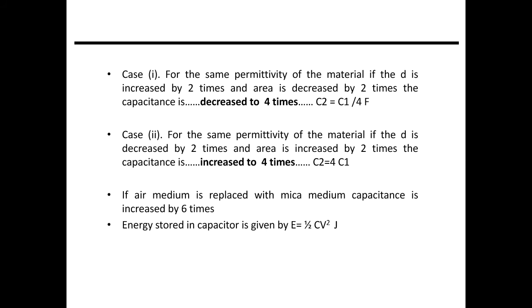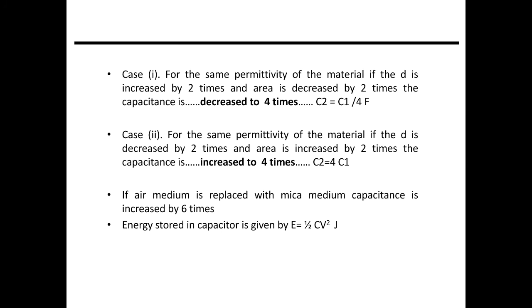Energy stored in a capacitor is given by E equals half C V square joules. This means energy is stored in the capacitor in the form of an electrostatic field due to the voltage, because E equals half C V square. It is a very important point.